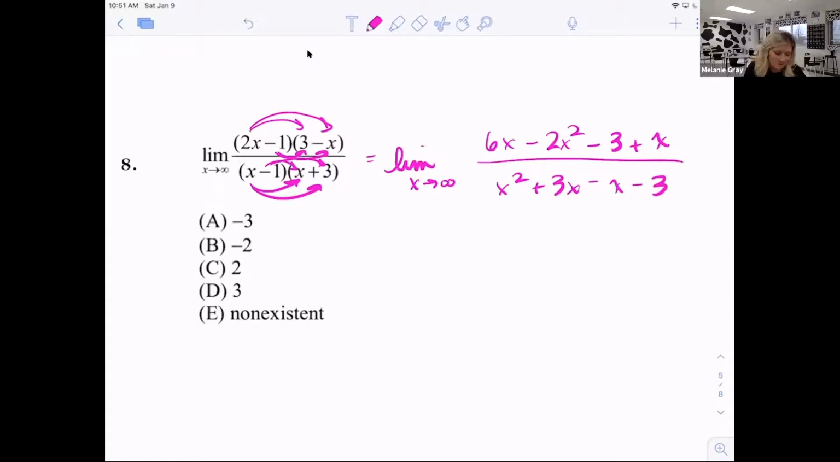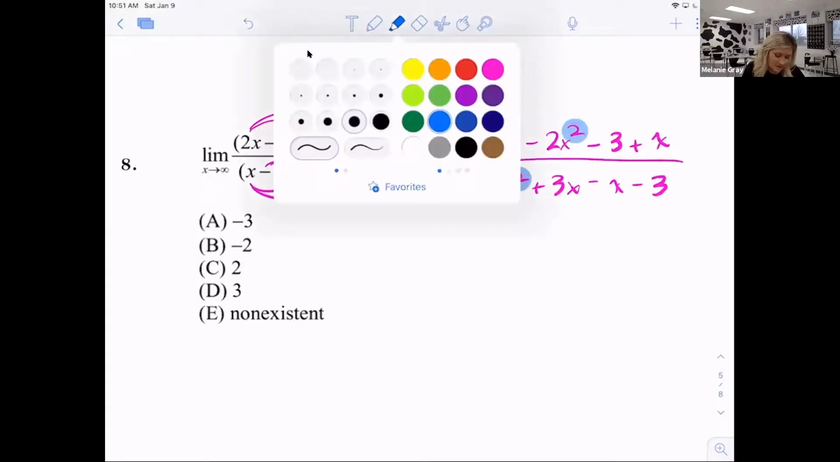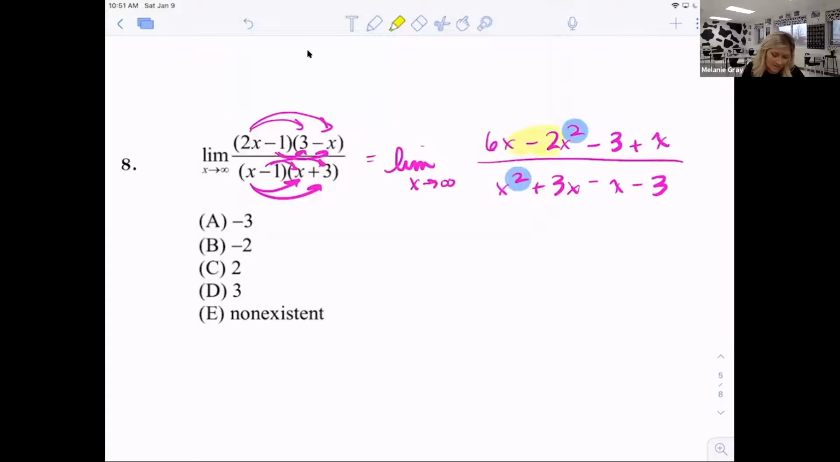And so if you're looking at the degrees, you can see that the highest power is 2 in the numerator and in the denominator. And then the leading coefficients would be -2 here, the number in front of the variable with the highest exponent. And then here would be understood to be 1. So you could do -2 over 1, which would give you -2.